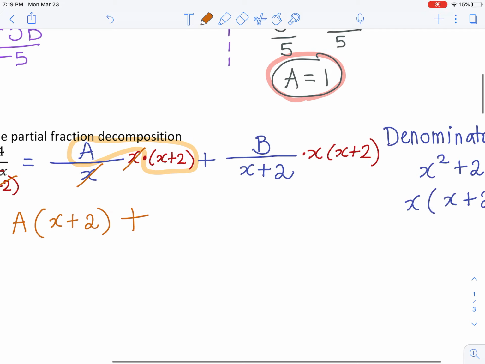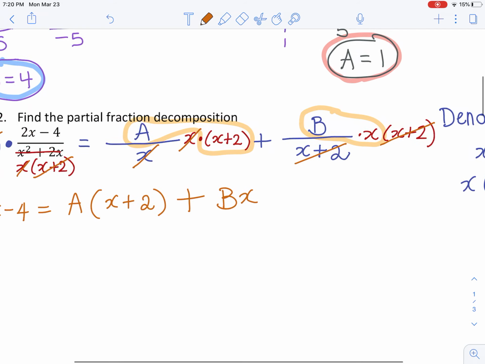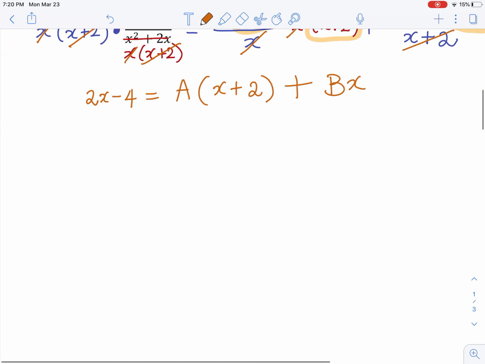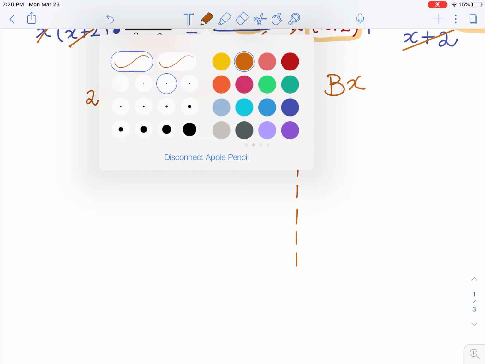Plus, go over here. What cancels out here? The x plus 2 cancels out, leaving us with only b times x. So that's going to be bx. Alrighty. Now we are at this point where we have to pick our poison to kill one of the variables. So my goal is to get rid of a first.